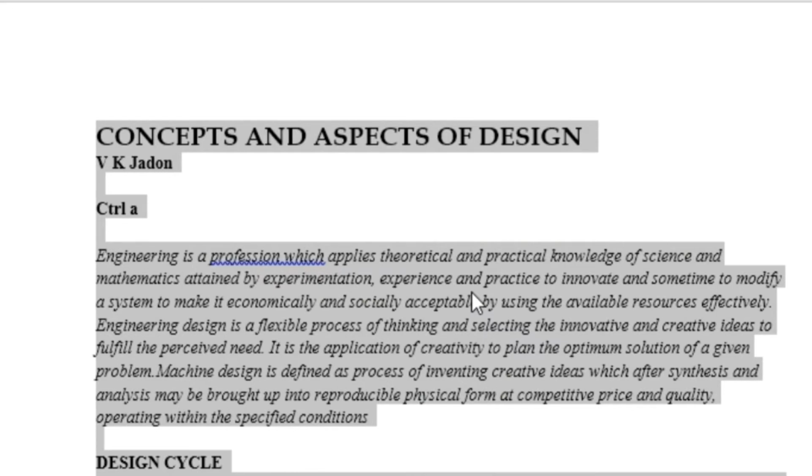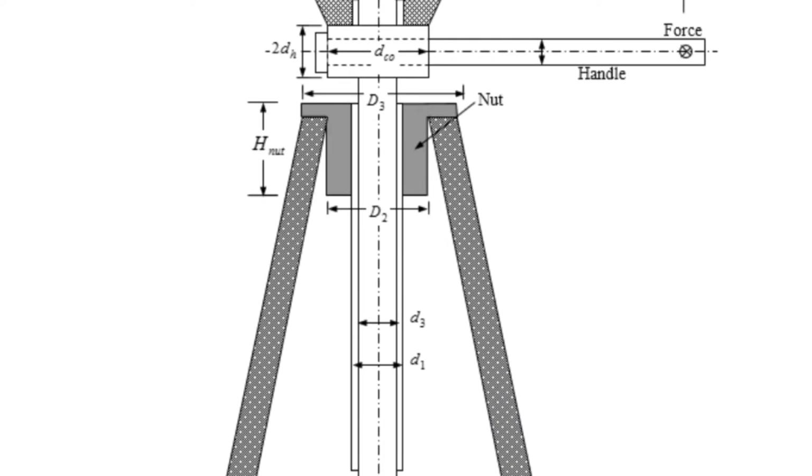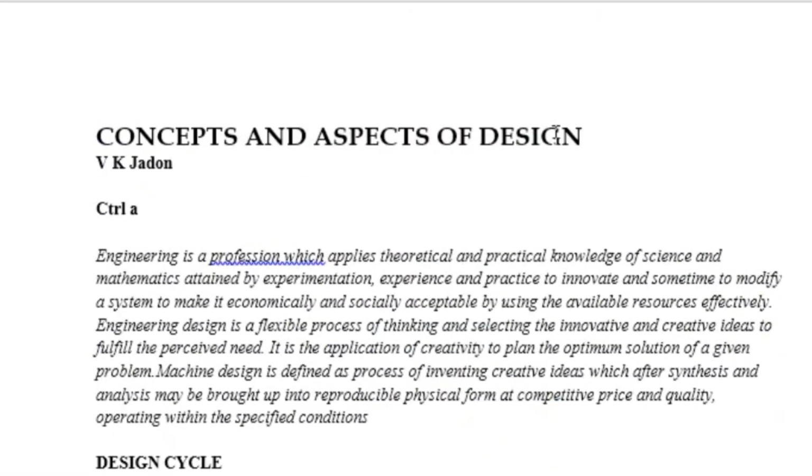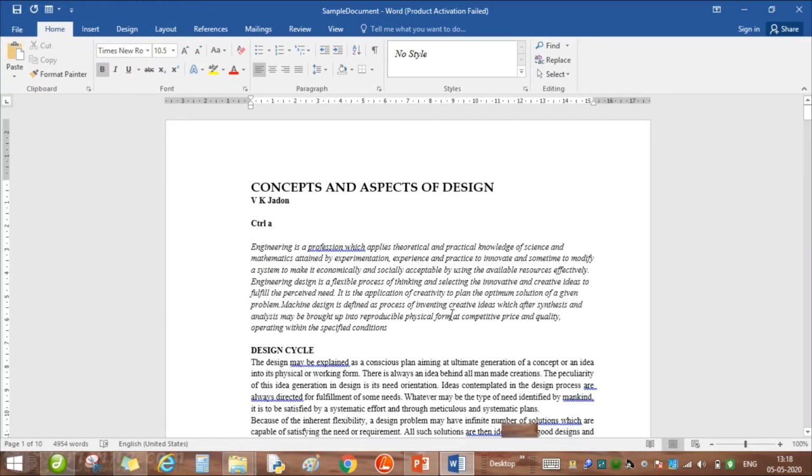I can cut it by pressing Control X. I can paste it again by pressing Control V. So these are the three keys that we have discussed. One is Control A to select all, Control X to cut the selected portion, and Control V to paste it again. If I want to copy it, I have to select.